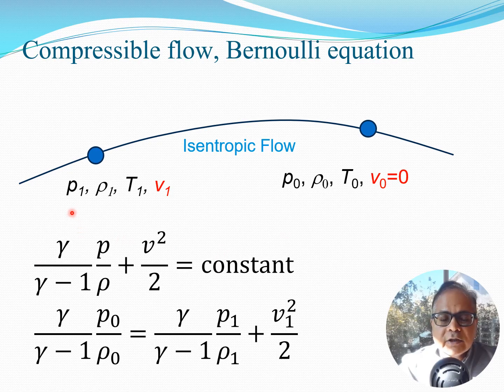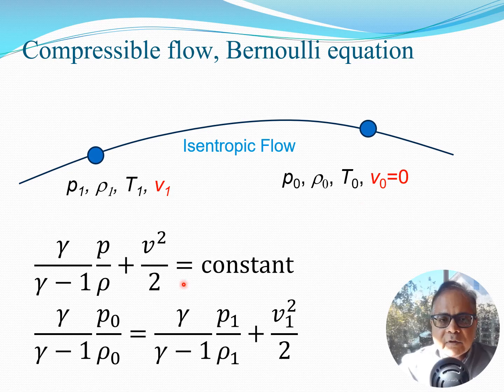So at the point here it's P1, rho 1, T1 and V1. So these are the pressure, density, temperature and velocity, and after some time this particle comes to a stop, and when it comes to a stop the velocity becomes 0. The pressure is P0, density is rho 0 and the temperature is T0. So what we are going to do is try to find relations between P1 and P0, between rho 1 and rho 0, between T1 and T0.